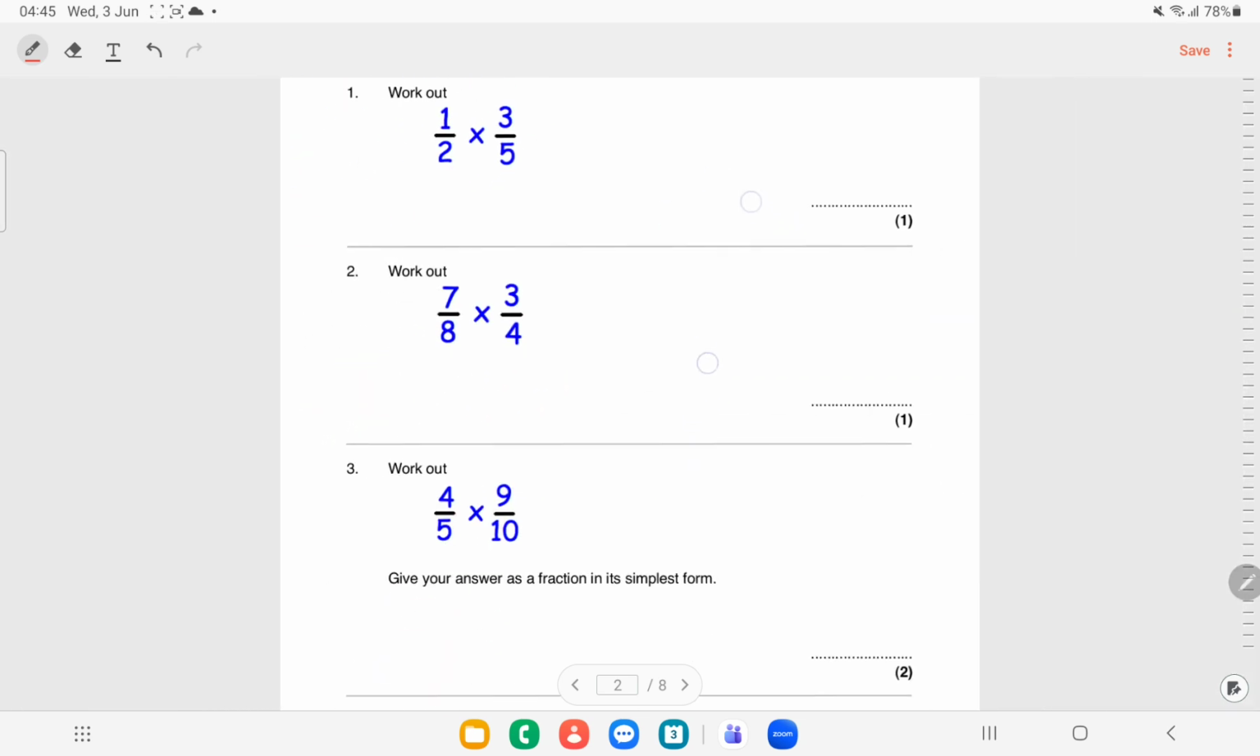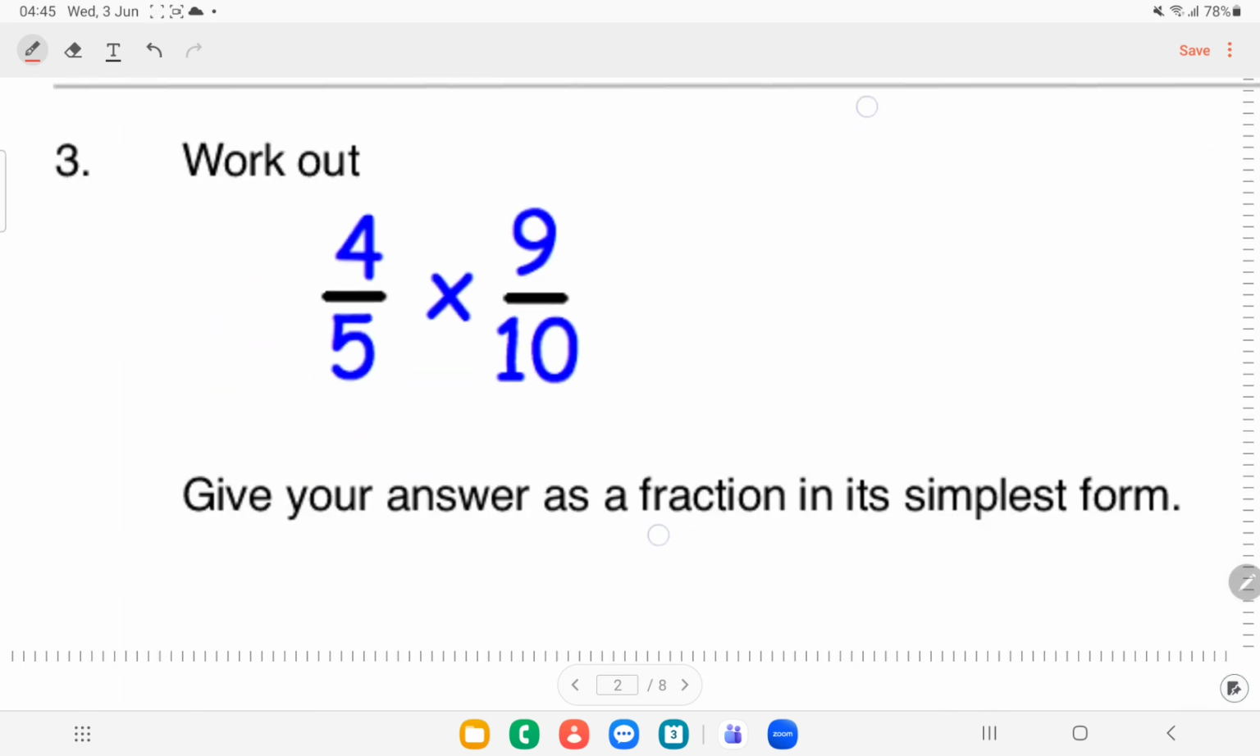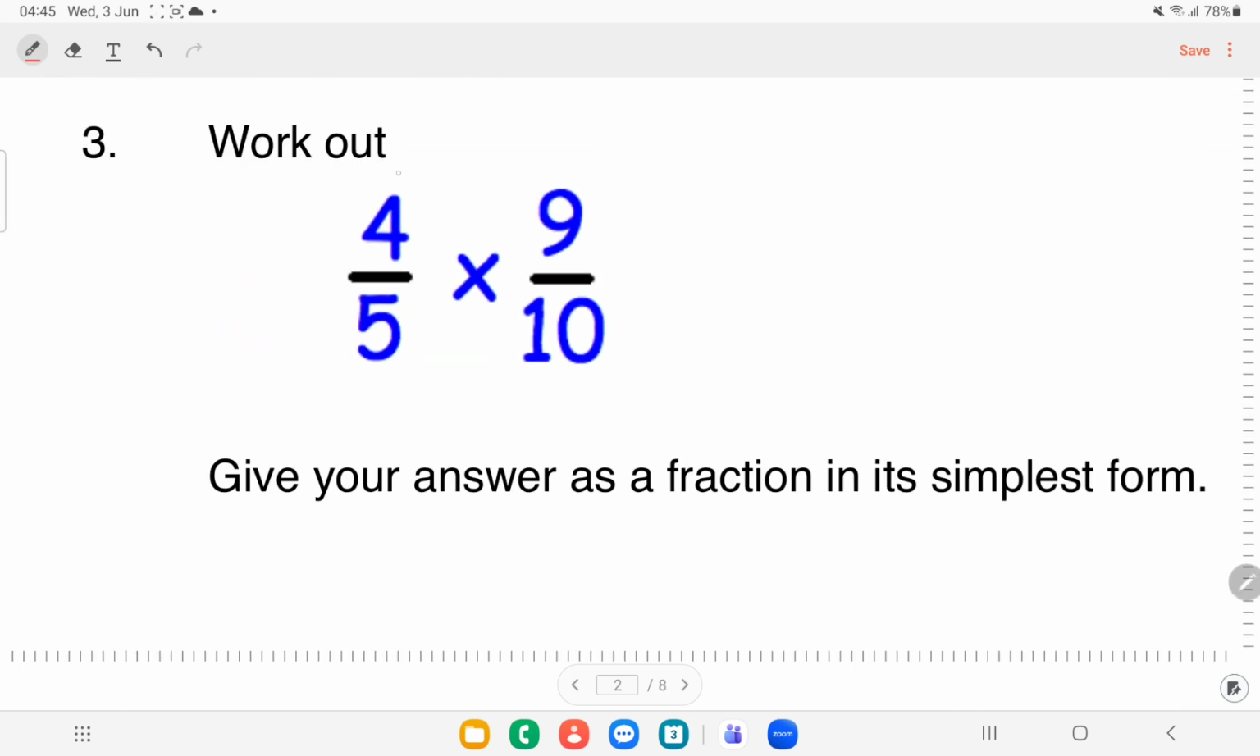So let me show you a fraction where I can simplify by 2. Look at this fraction. In the numerator I got one even number, and in the denominator I got one even number. So I will divide these two numbers by 2. 2 2s are 4 and 2 5s are 10. This is done. The new fraction is 2 over 5 multiplied by 9 over 5.